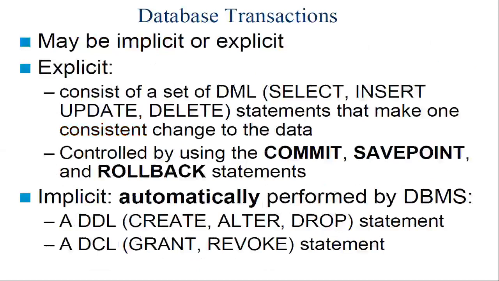The next point is that transactions can be classified into two categories: explicit and implicit. There are two types of transaction you can have. First, let's see what an explicit transaction is. If you are writing DML queries like select, insert, update and delete, then you should use control statements like commit, savepoint, and rollback.